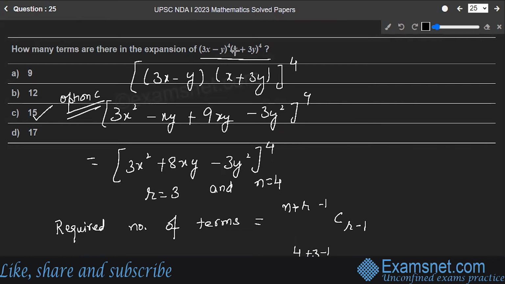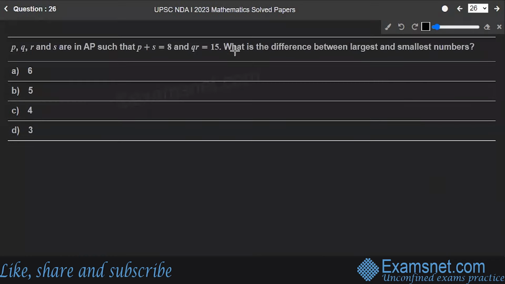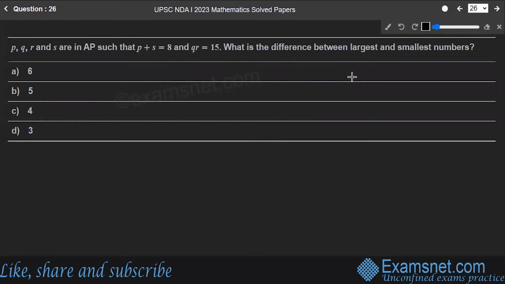Hope you understood this. Let's move to the next question. Question number 26. P, Q, R, S are in AP such that P plus S is equal to 8, Q multiplied by R is equal to 15. Then the difference between the largest and the smallest numbers is.